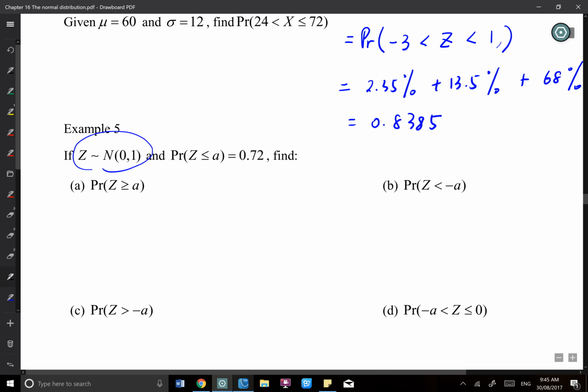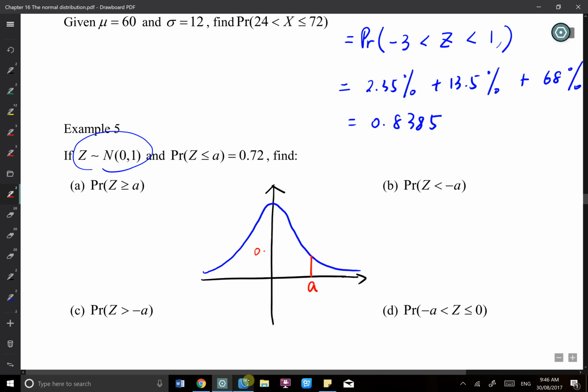What's the good thing about z normal? It has mu 0 and standard deviation 1. So I have this graph. I say less than a must be 0.72. So a must be a positive number, because if it's negative, the left-hand side is less than 0.5. So a must be here, and here is 0.72.